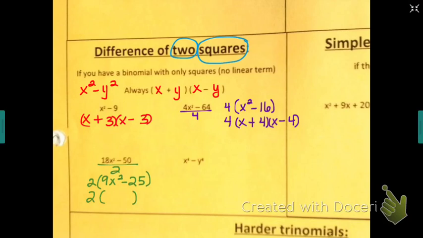Okay, so here's my two parentheses. What's the square root of 9x squared? 3x and 3x. What's the square root of 25? So 5 and 5. One's a plus and one's a minus.